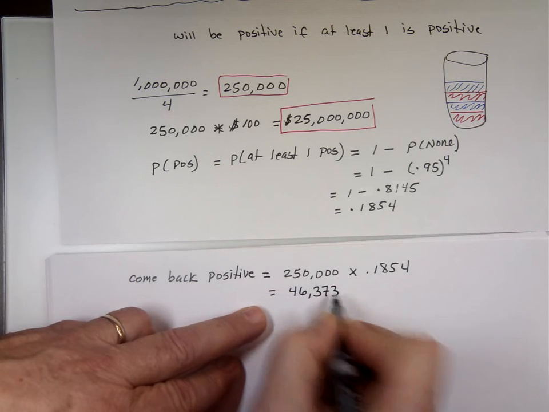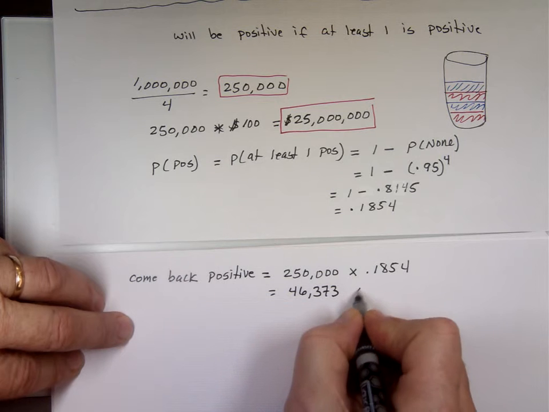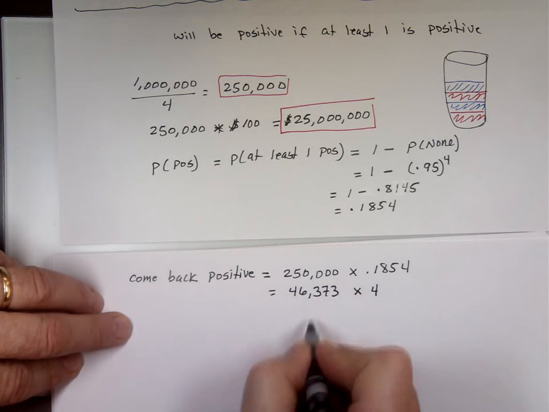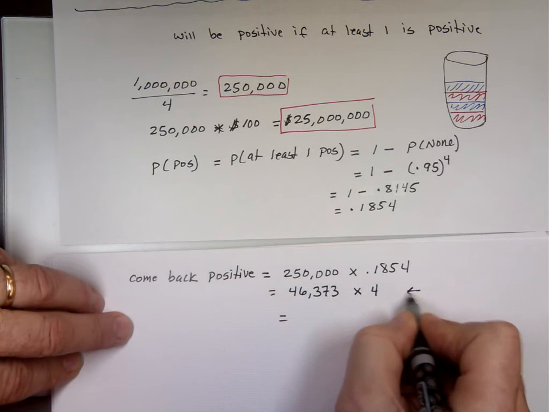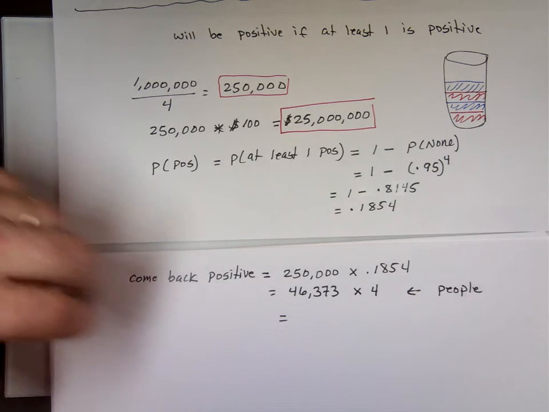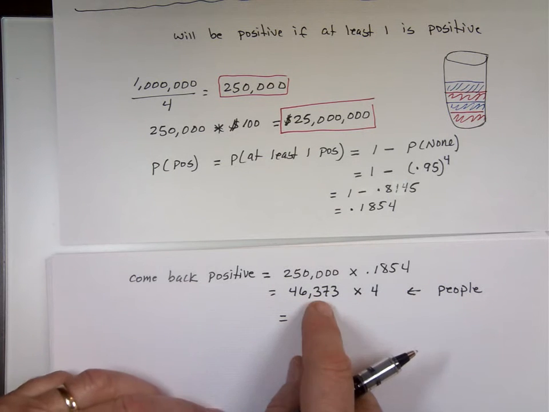Now, once they come out positive, what are you going to do? You got to test each one of those people. Each one has blood for how many people in it? 4. So you take that number, you multiply it by 4, and that will tell me the number of people I need to test again. That doesn't mean they're all positive, but I need to go back and retest these people. So what's 46,373 times 4?